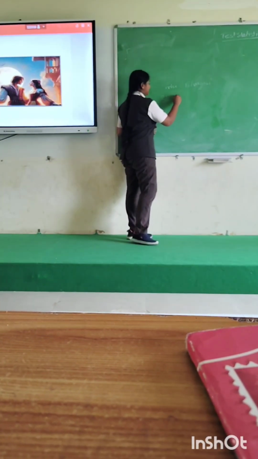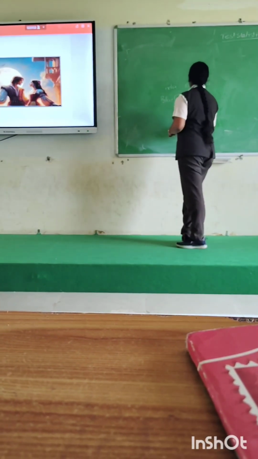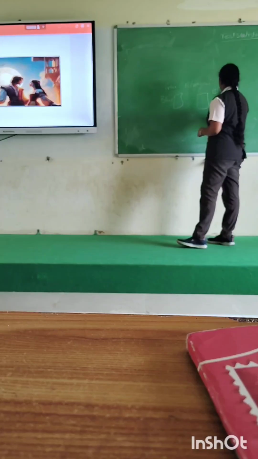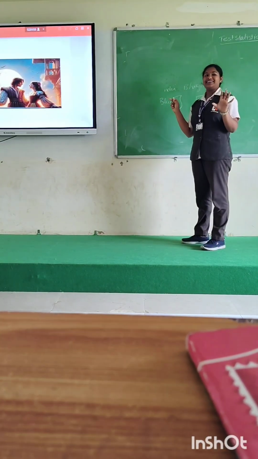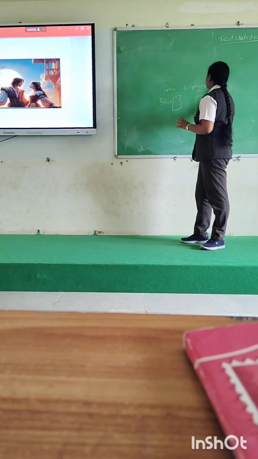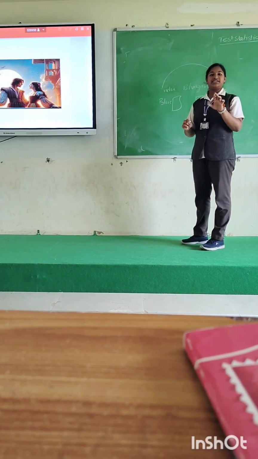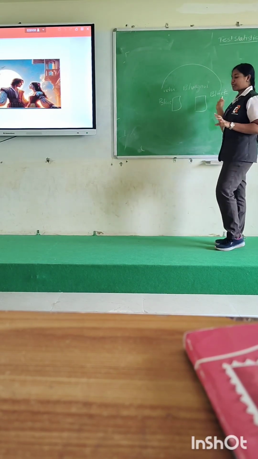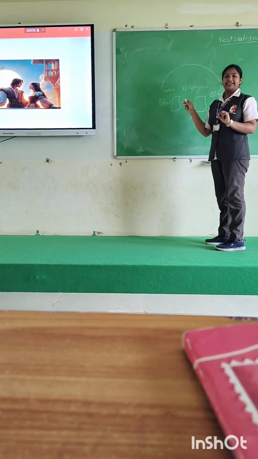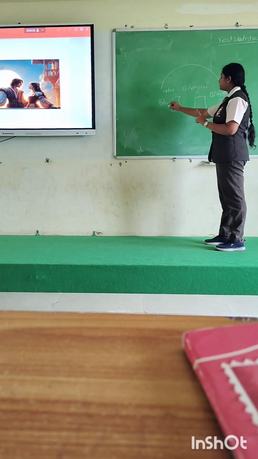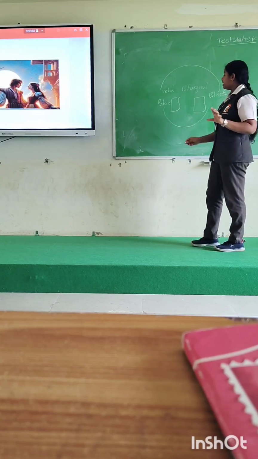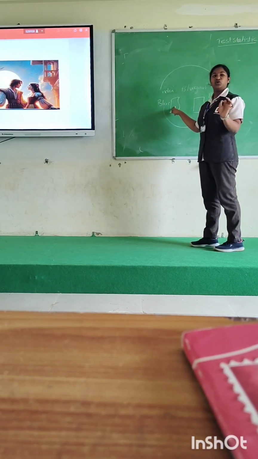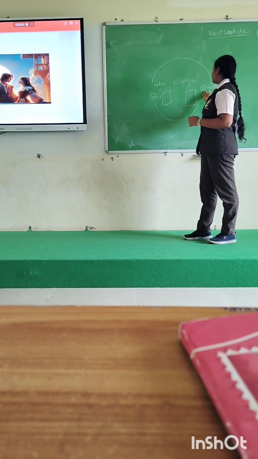Consider two processes, P1 and P2. Situation: P1 holds resource R1 and requests resource R2. P2 holds resource R2 and requests resource R1. Now P1 is waiting for P2, and P2 is waiting for P1. No one releases the resource, so both processes are stuck. This situation is called deadlock.